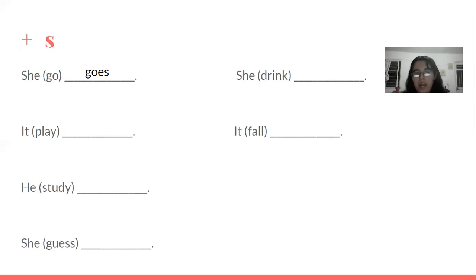The second one, it play. What do we do? Here it has a Y, and before the Y, it's a vowel. It's a vowel, then a Y. What would happen there? Plays. It plays. When we have a vowel and then a Y, we just add the S. Third one, he study. What would it be?